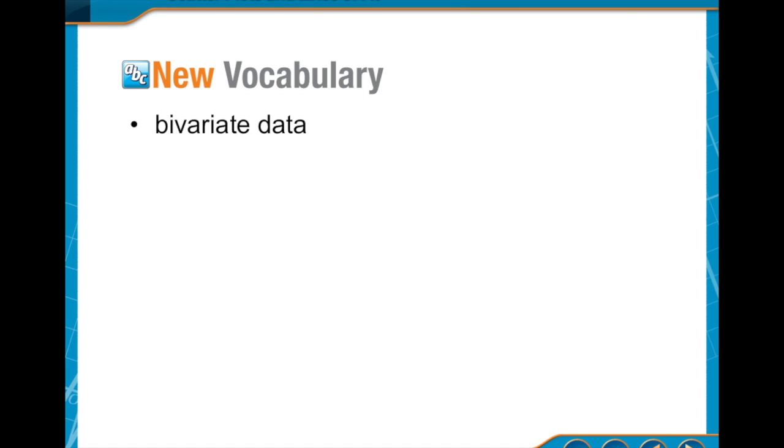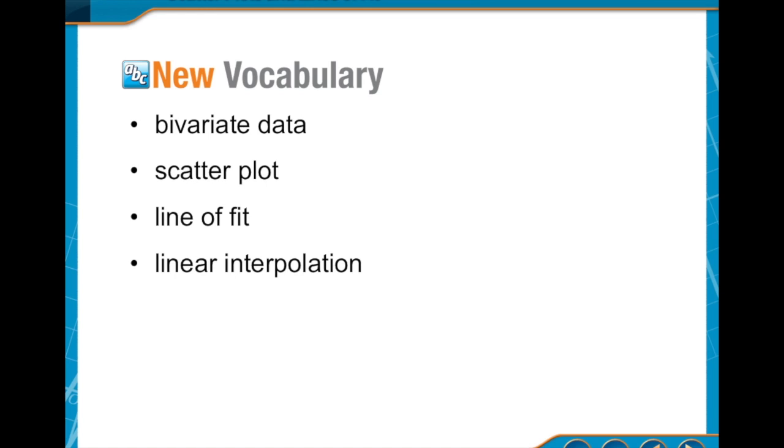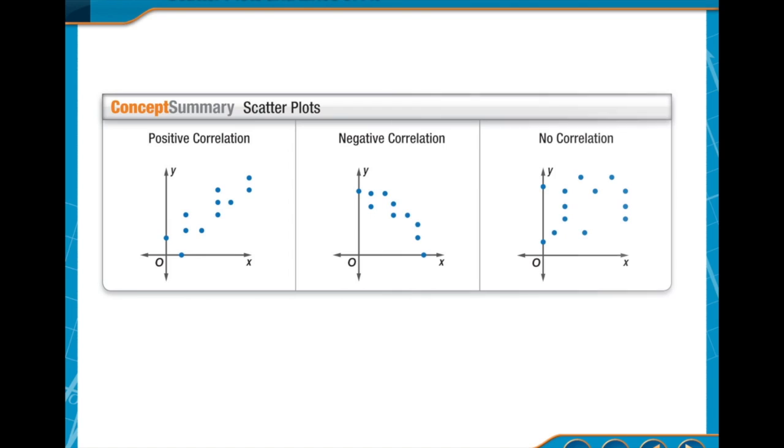So we'll look at different types of data. This word bivariate: bi prefix meaning two, variate meaning variable. So bivariate means two variables, typically x and y. We'll have our scatter plot where we plot several points. We'll draw a line of fit on the plot, and then we'll be able to make some predictions about what will happen in the future. So this is the big concept for this section.